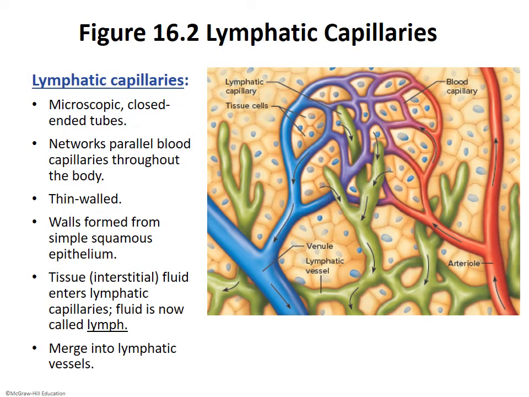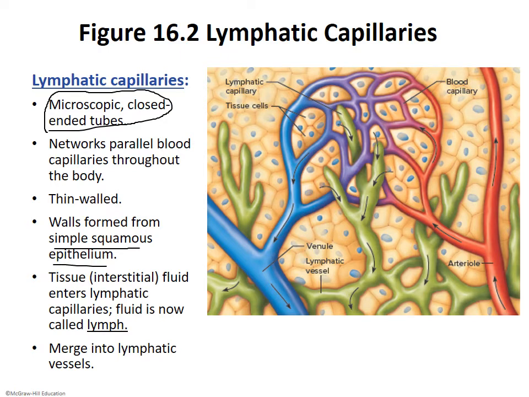So lymphatic capillaries, again, they are going to be closed-end tubes. It's a one-way street. They start in the capillary bed. So they are networks parallel to blood capillaries throughout the body. They're thin-walled. They're thin-walled because it's simple squamous epithelium. That's pretty thin.